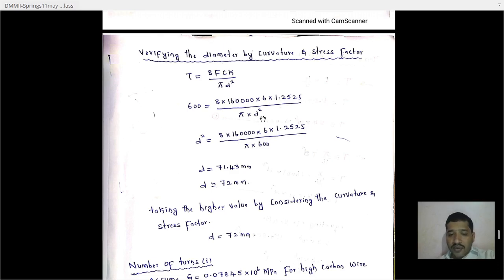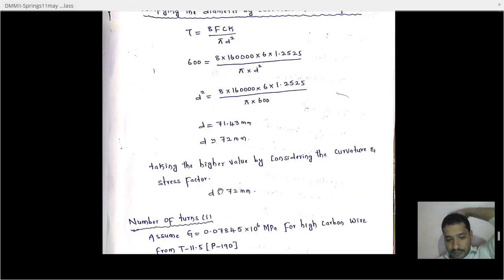After that we need to cross multiply this term. d square is here. The remaining should be 8 into 16 into 10 power 4 into 6 into 1.25 divided by pi into 600. If you divide this whole value, then you will get 71.43 mm. After getting d equal to 71.43 mm, it should be approximately equal to 72 mm. Okay, the diameter of the coil.